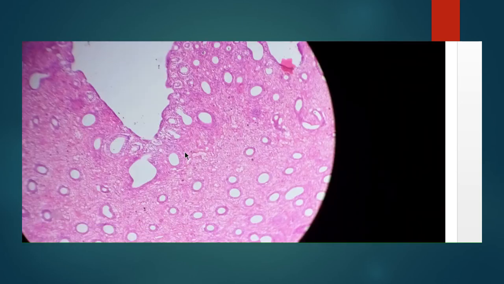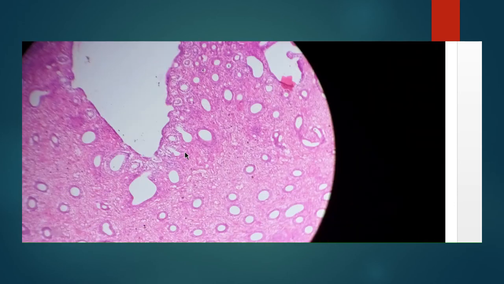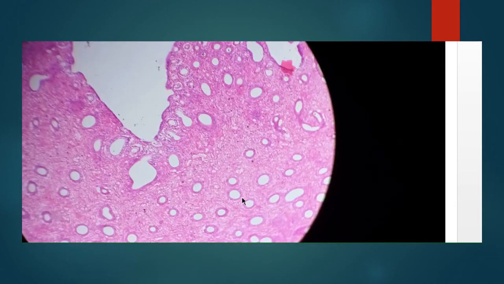Prostate slide. And moving to the next, the female reproductive system, first we are going to see the uterus. These are called uterine glands. There is the presence of uterine glands and simple columnar epithelium with cilia in some places. This is nothing but your uterus identification.